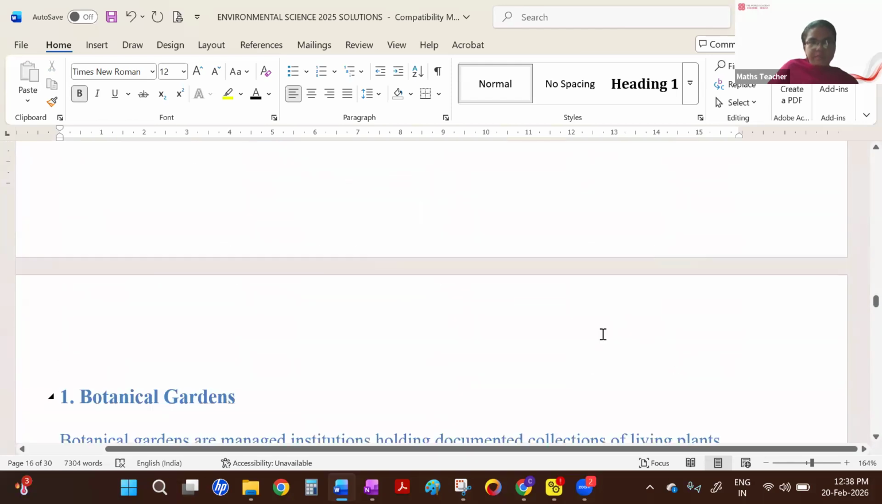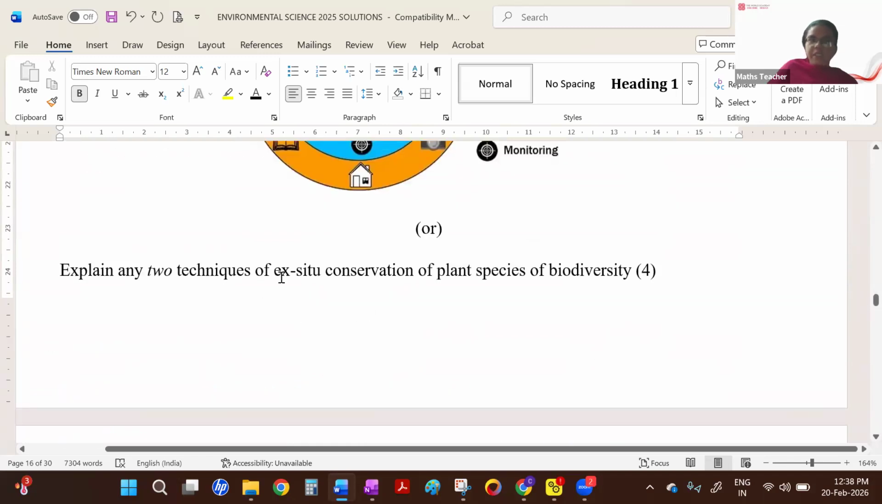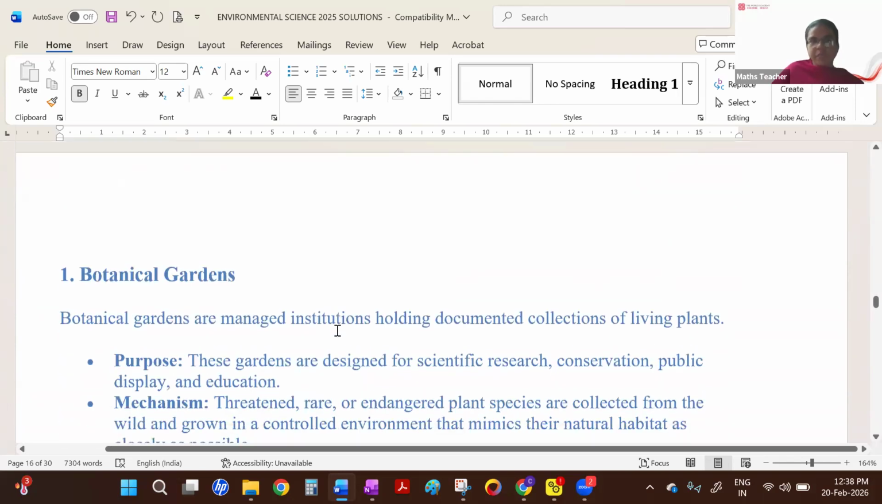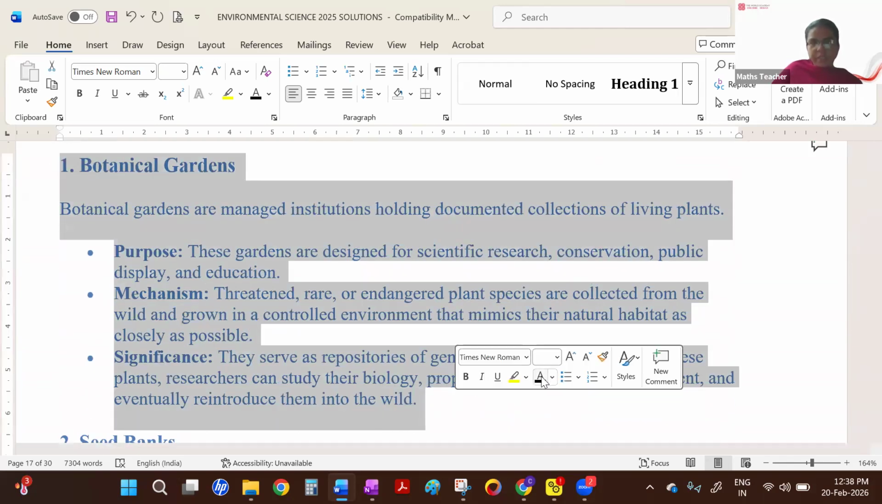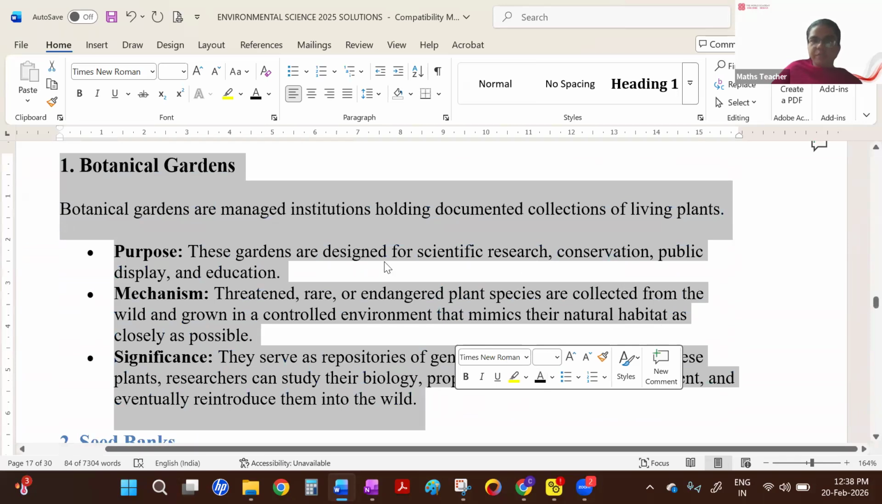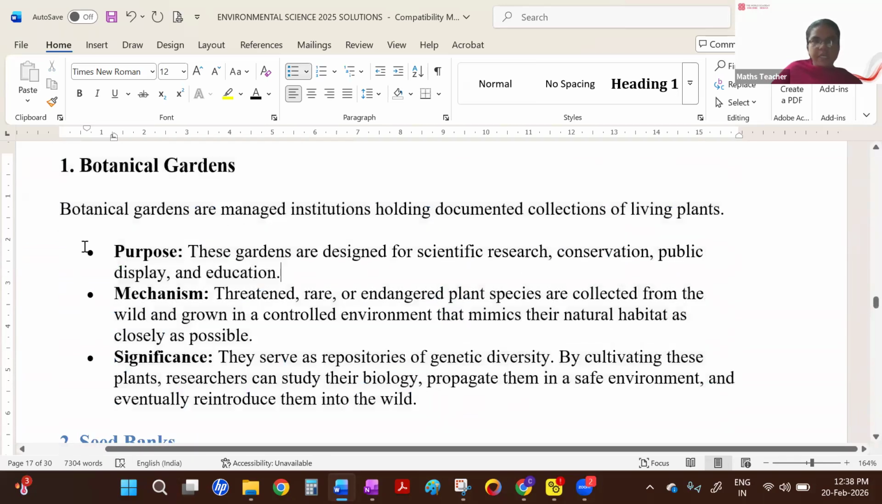Then the next one. Explain any two techniques of ex situ conservation of plant species of biodiversity. In situ and ex situ. What does in situ mean? On site, and ex situ means off site, not in that region. So what are some of the ex situ conservations of biodiversity?